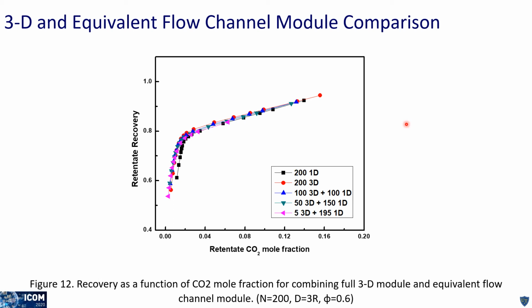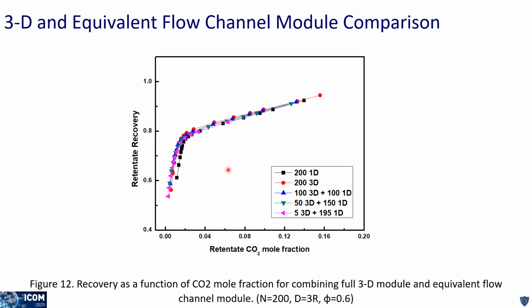Well, is there a way to improve the one-dimensional equivalent flow channel approximation by combining it with not a full 3D simulation, but a 3D simulation of a portion of the bundle? That's what's shown here. First of all, the red circles represent the simulation of a bundle in which there are 200 fibers, a full 3D simulation. And the black squares represent the 1D equivalent flow channel approximation. We can see there are some differences between the two.